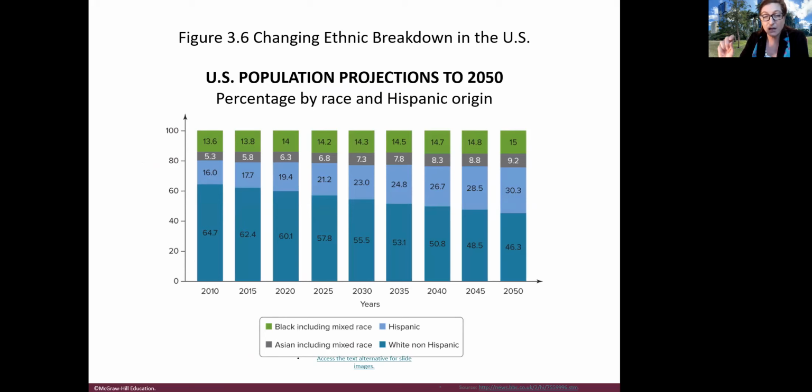What we also see here is the next band, which is that light blue band, from 2010 through to currently, it's about 19%, and forecast to be more than 30% by the time we get to 2050. The African American community is kind of stable at between 13 and 15%.